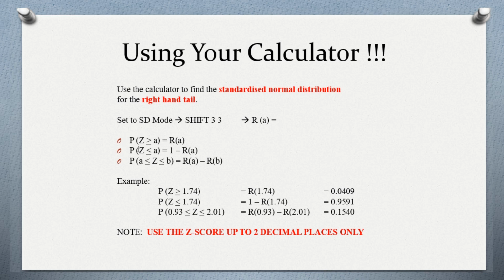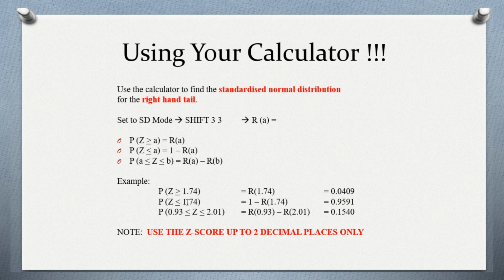So if Z is more or equal to A, let's say now you have Z more or equal to 1.74. If you draw the curve, 1.74 is on the right hand side, right? So you put R 1.74, and you will get the answer straight away. You don't need to use the table. I would advise you to always use your calculator rather than the table.